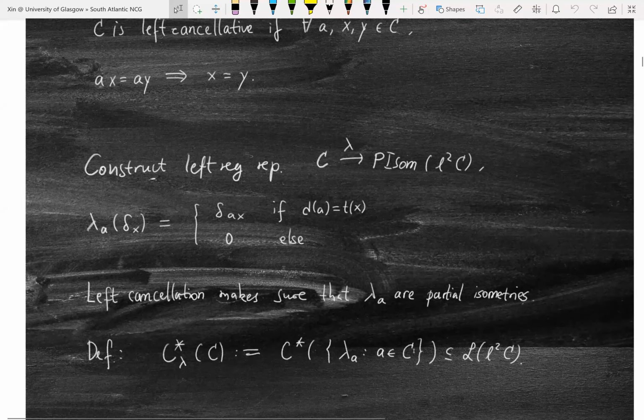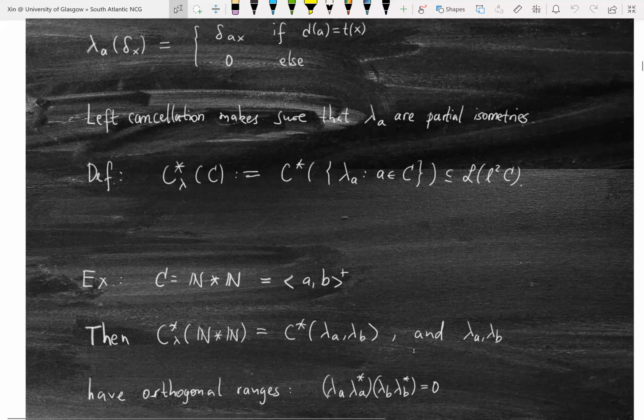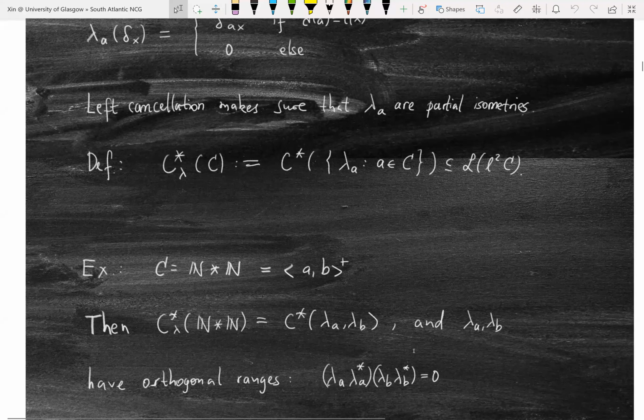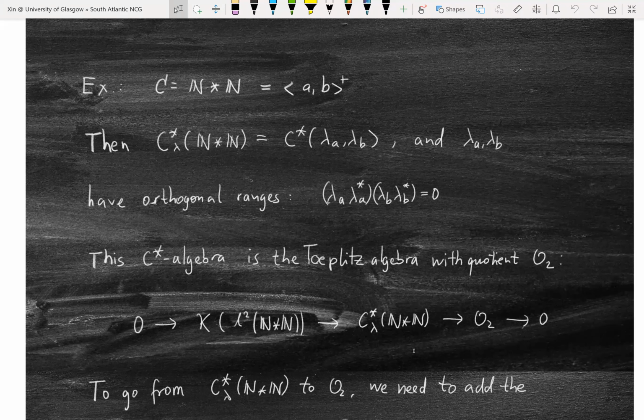Let me maybe do one concrete example. So for instance, you could take as your category actually a monoid, so you only have one object, and what I wrote here is the free monoid on two generators, A and B. I denote this with a plus to distinguish it from the group given by certain generators and relations. So it's a monoid we're looking at.